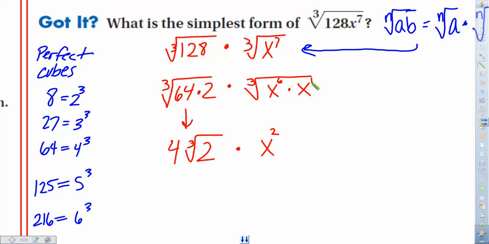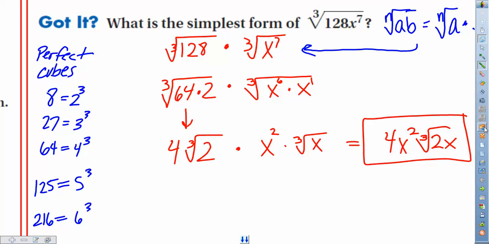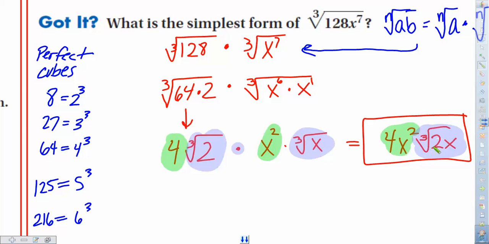And now, because we have x to the 1st, let's just write that as simply the cube root of just x. Now, to write your final answer, look at this final answer and how that gets made here. It's really not that tricky. Take a look at what's not in a radical, a 4 and an x squared. Just keep that outside the radicals. Okay? And then the stuff that's still inside the radicals, go ahead and multiply those together, which gives us that guy right there. Okay? Not too bad.